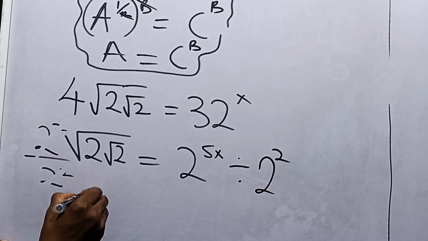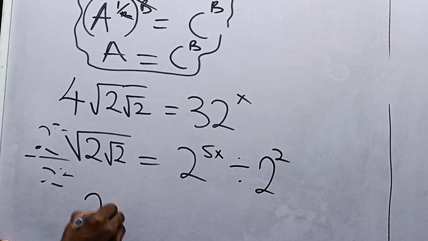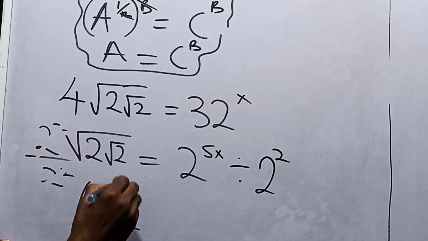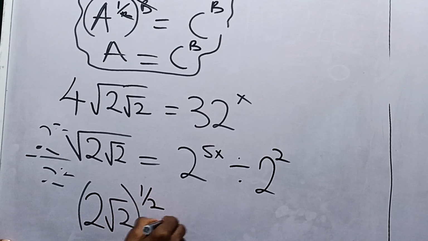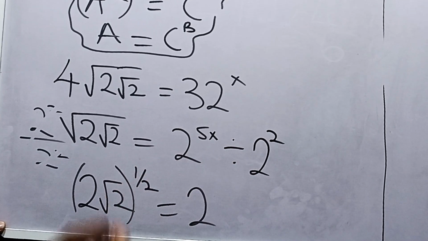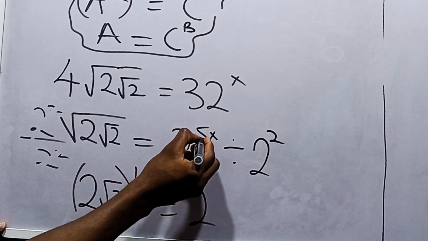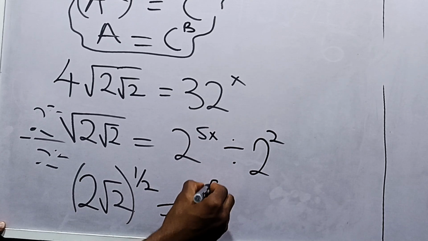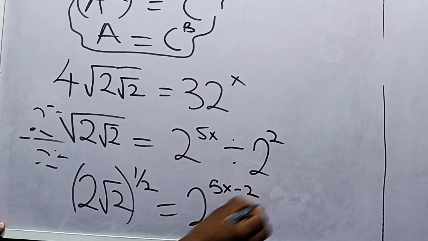Now you have 2 root 2. Again, when you have square root, it's the same as raised to the power of half, to be equal to, on this other side, 2 raised to the power of, when you have division in indices of numbers in the same base, you subtract the powers. So this is 2 raised to the power of 5x divided by 2 raised to the power of 2. What we have is 2 raised to the power of 5x minus 2.